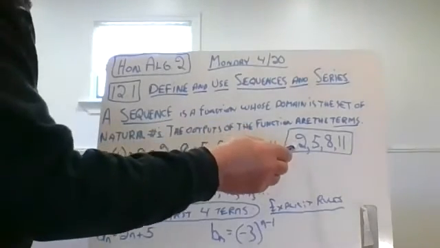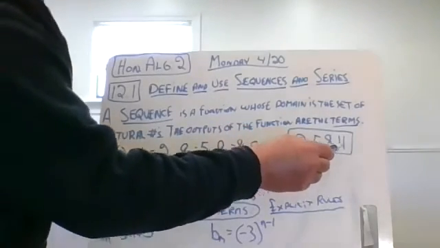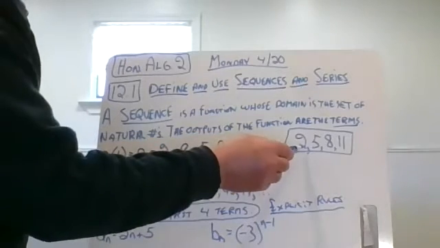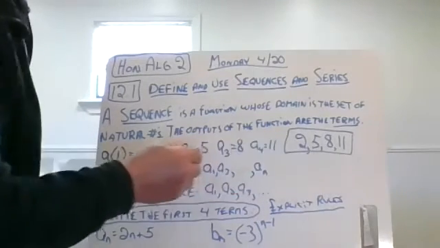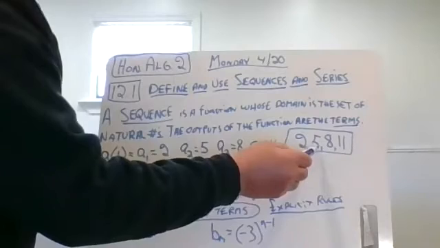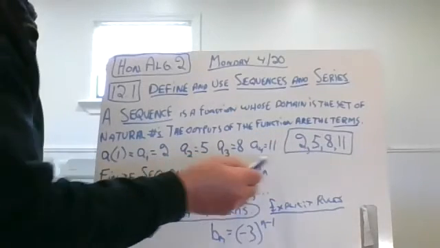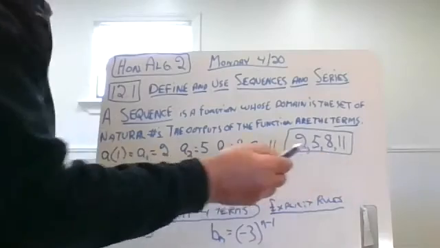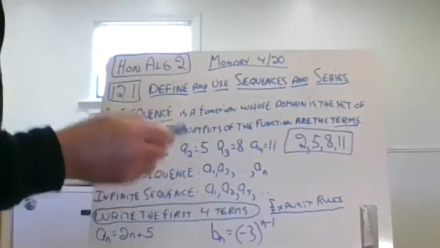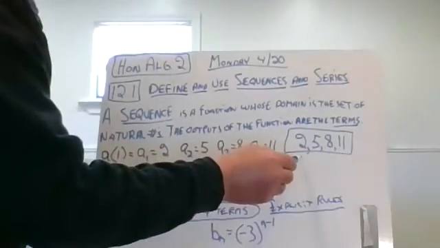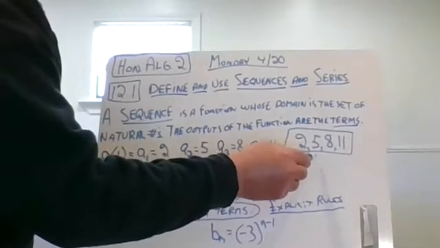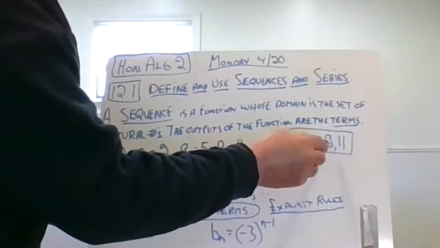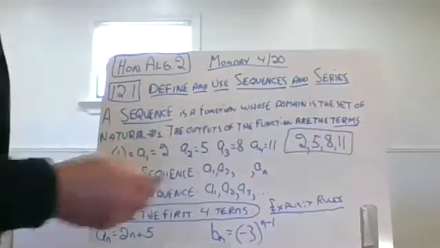So if I had this sequence, 2, 5, 8, 11, then A sub 1 would be 2. A sub 2 would be 5. A sub 3 would be 8. And A sub 4 would be 11. It's your first, second, third, and fourth term. So you're putting a 1 in, getting a 2 out. Putting a 2 in, getting a 5 out. Put a 3 in, get an 8 out. Put a 4 in, get an 11 out.